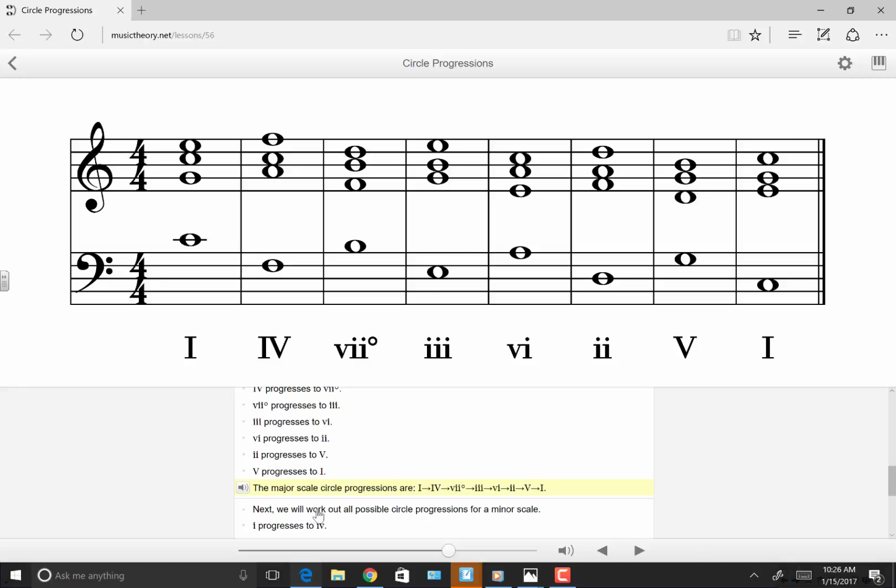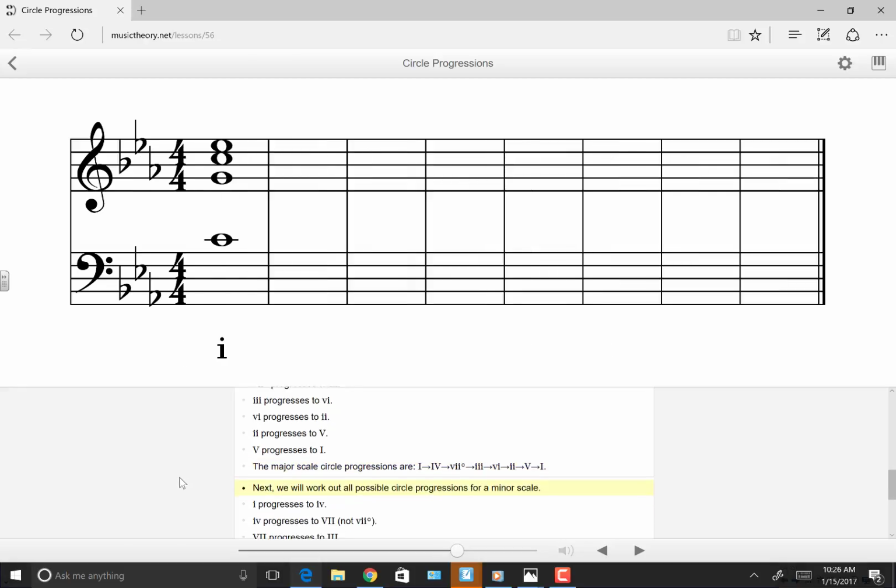Now let's work out all possible circle progressions for a minor scale. And to do this, we're going to do natural minor. So I'm in the key of C natural minor. And we have a lowercase 1. We'll start out on the minor 1 chord. And 1 will progress to a minor 4. So we're still traveling the same circle progression as major with the telephone number of 473 6251.